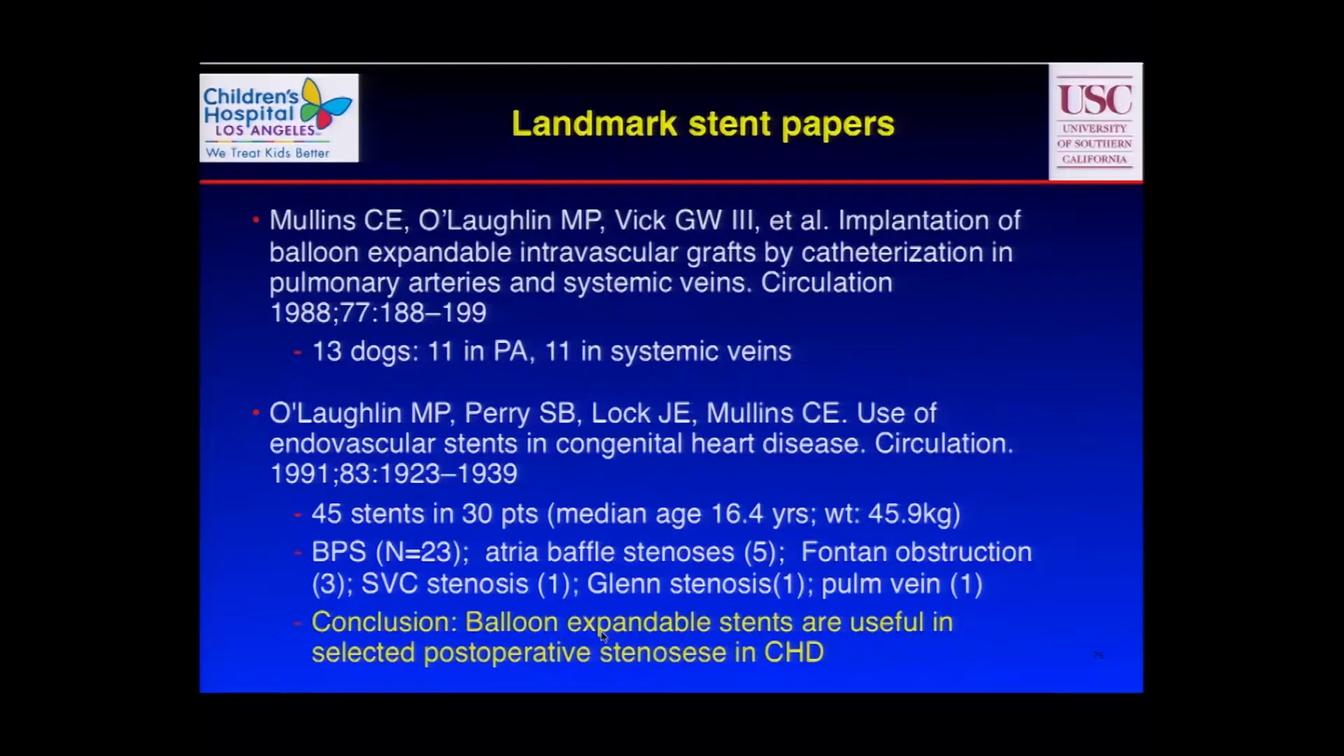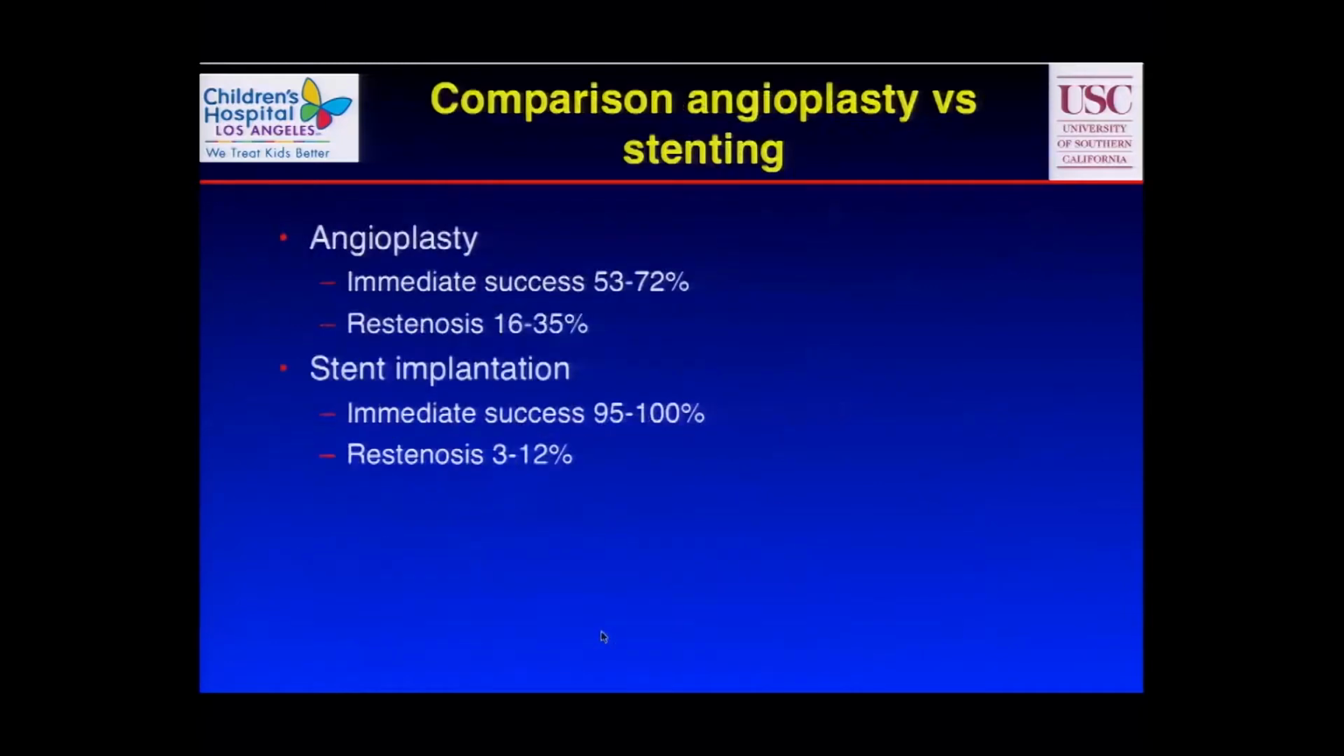In 1988, he put stents in the dogs to show that you can do this in the vessels besides the coronaries. O'Loughlin, who was one of his trainees, wrote this paper in 1991, basically concluding that stents can be used in post-operative stenosis in congenital heart disease. So that's the paper that probably gets referenced the most anytime we write a paper on stents, because that was what everything was based on afterwards.